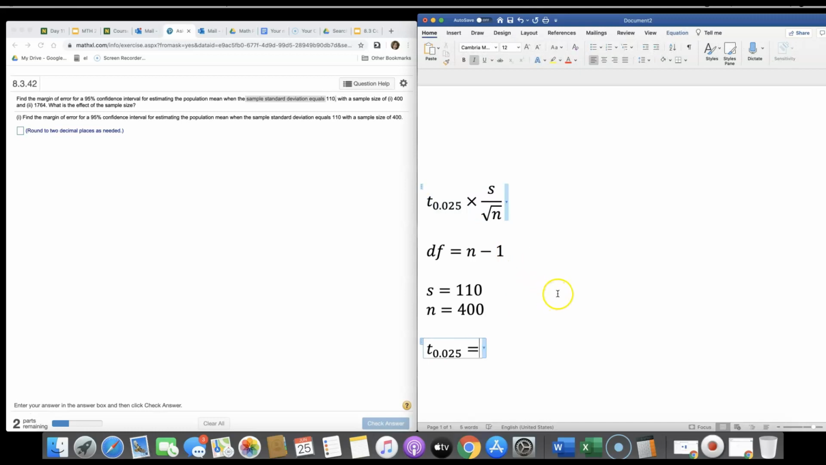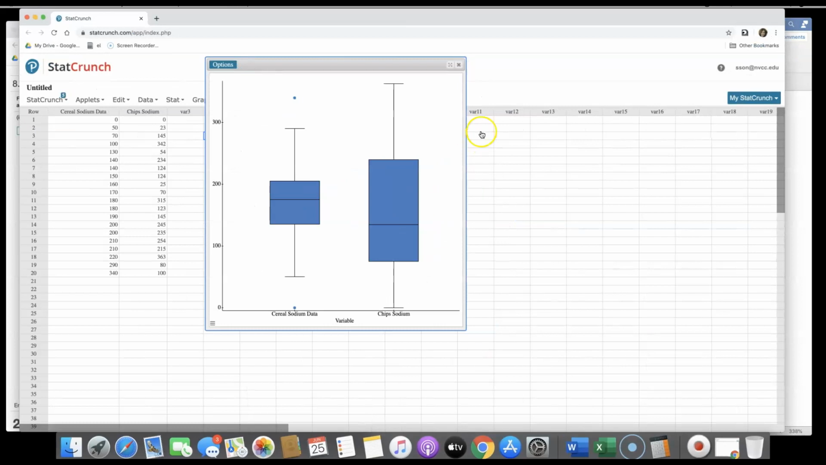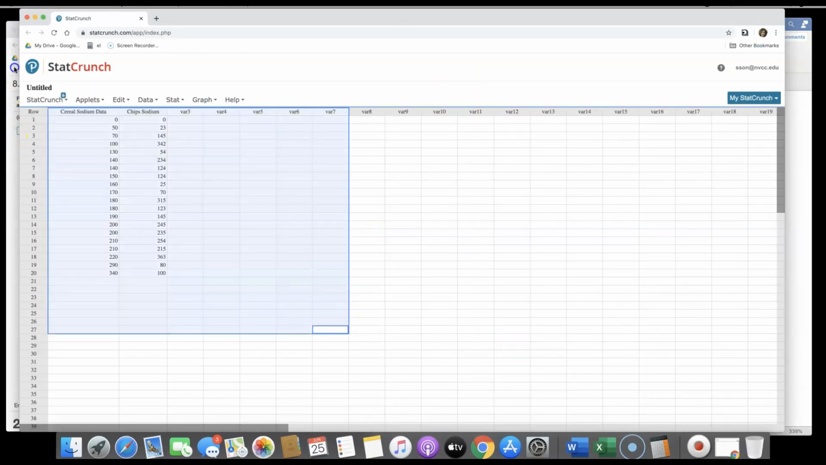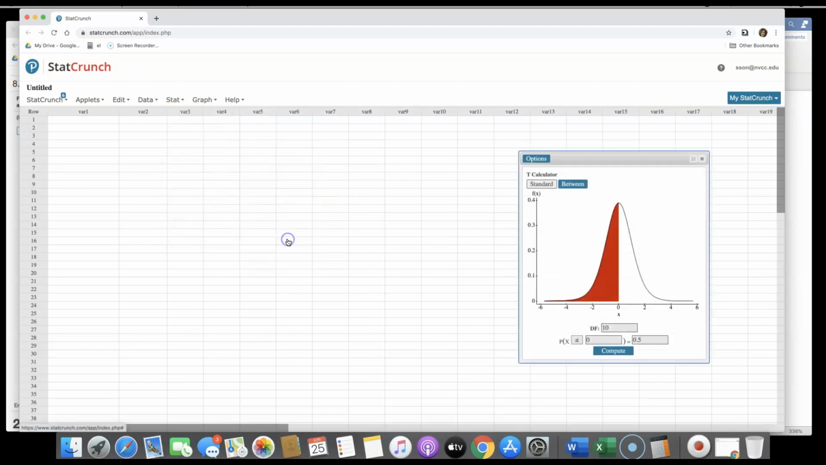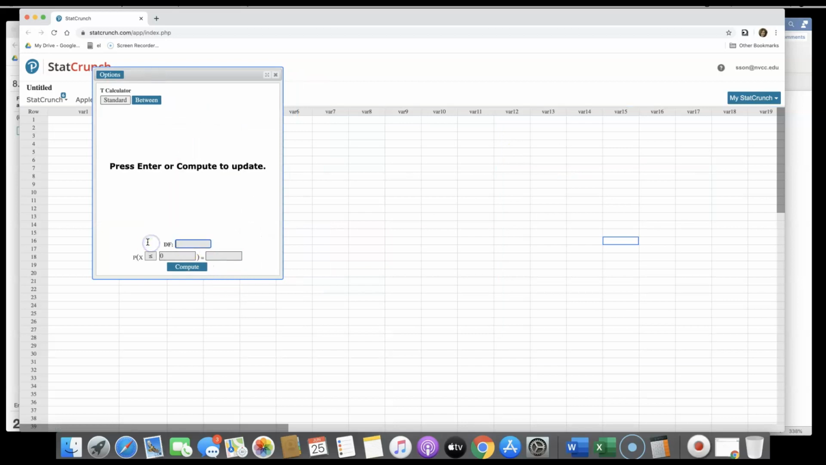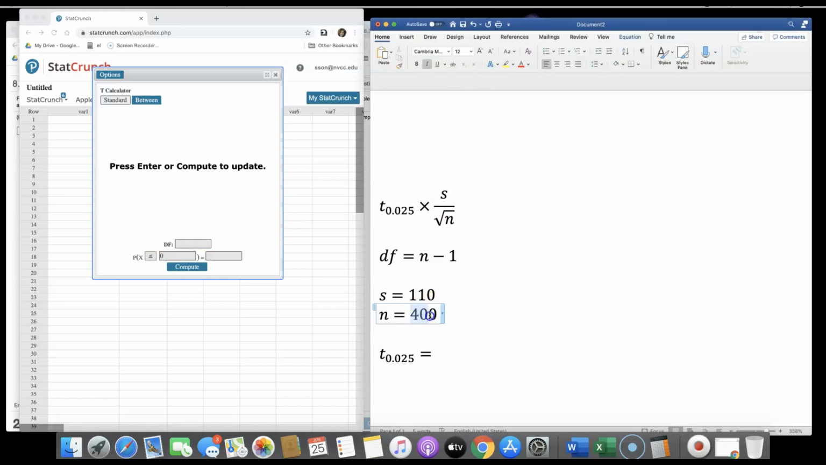Okay, so let's go to StatCrunch to use the t calculator. If you go to StatCrunch, let me delete all these. Go to Stat, Calculator, and T, and tell them that the degrees of freedom is going to be your sample size minus 1. What was your sample size? Sample size was 400. So what you're going to enter is degrees of freedom is going to be 399. It's always one less than your sample size.